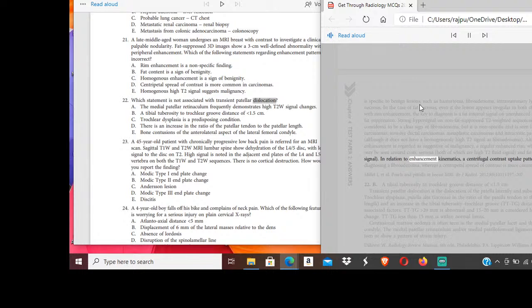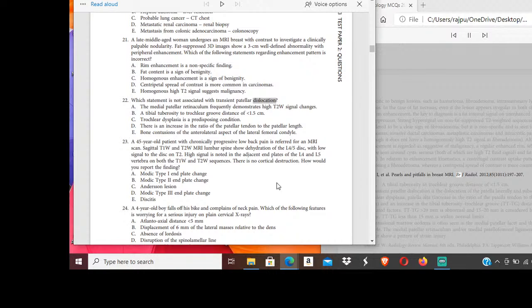In relation to enhancement kinematics, a centrifugal contrast uptake pattern may help in diagnosing a fibroadenoma, whereas a centripetal spread of contrast is more common in carcinomas. Millet I, et al. Pearls and pitfalls in breast MRI. Br J Radiol. 2012, 85, 1011, 197-207.